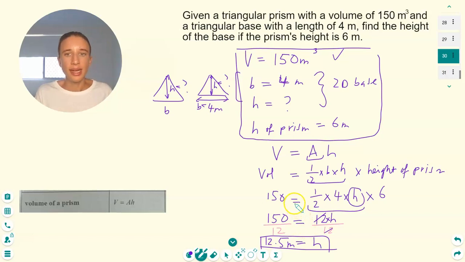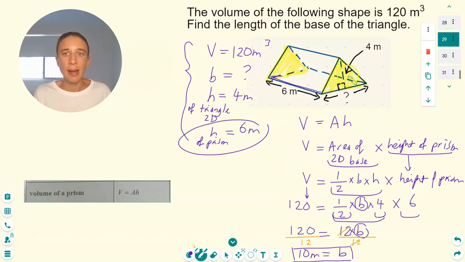And I hope that helped. Just remember that volume is the area of the 2D base. So locate that base first. What sort of shape is it? And then you're just stacking it by the height of the prism. They're two different things. Height of triangle in 2D versus the height of the prism. They're two different things.